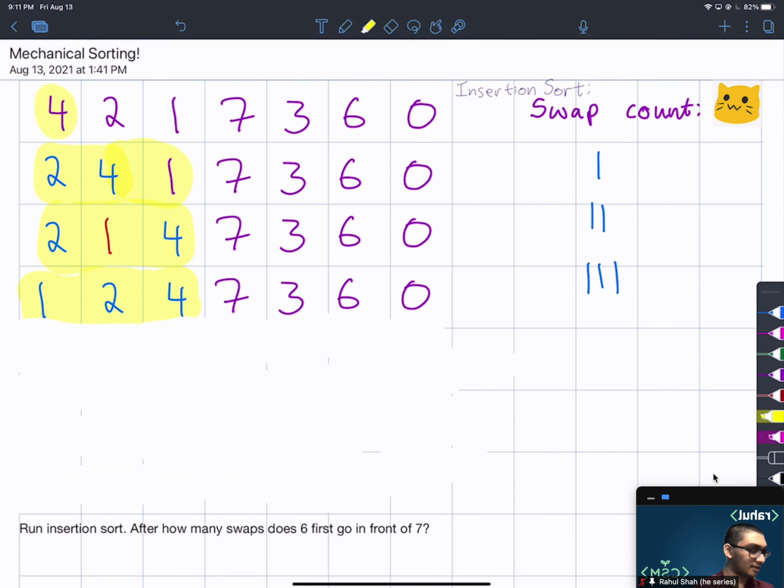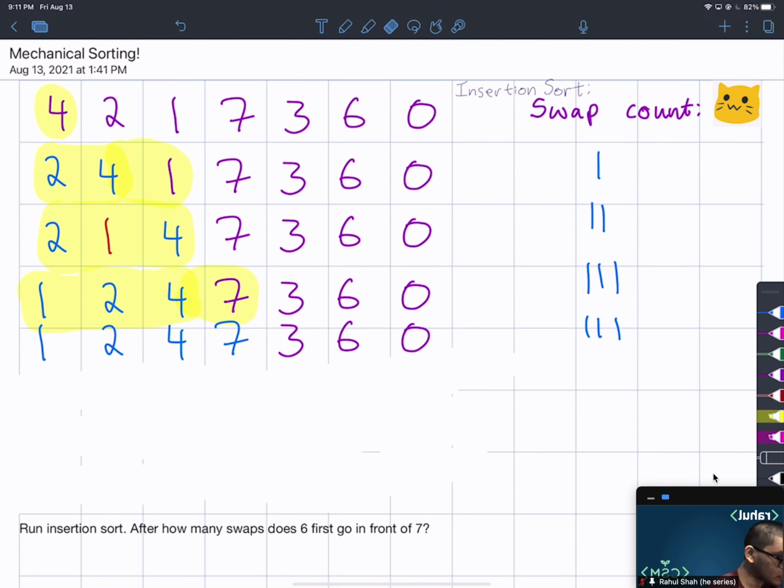Yay! But now we expand on to take 7, and we'll notice that 7 actually doesn't require any swaps, because 7 is already sorted, it's in its correct position. 7 should come after 4. So we actually stay with 3 swaps. And we just include 7 in our blob.